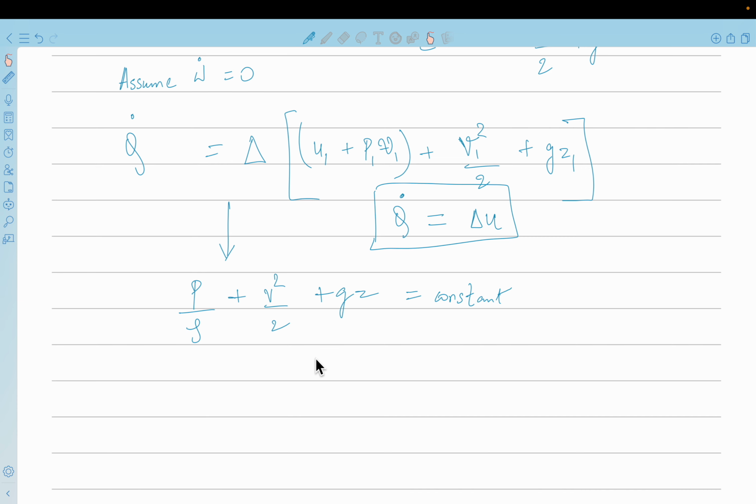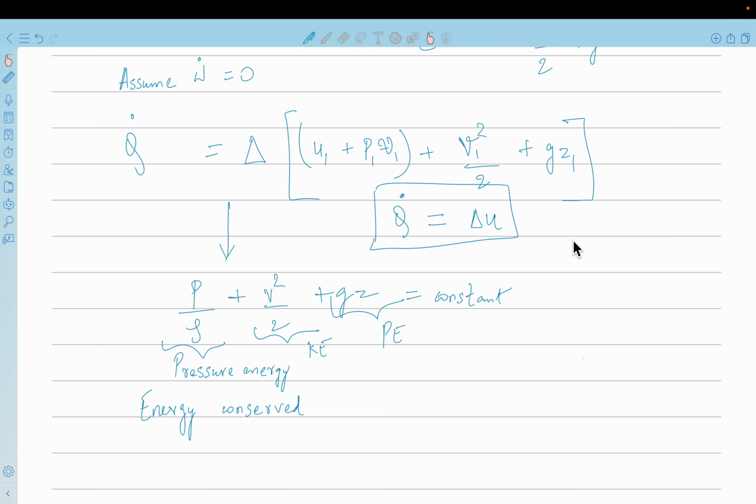So what is Bernoulli's equation actually telling you? That energy remains conserved. The energy remains conserved in the form of pressure energy, kinetic energy and potential energy. Right? So I can call this pressure energy, this is kinetic energy, and this is of course potential energy.